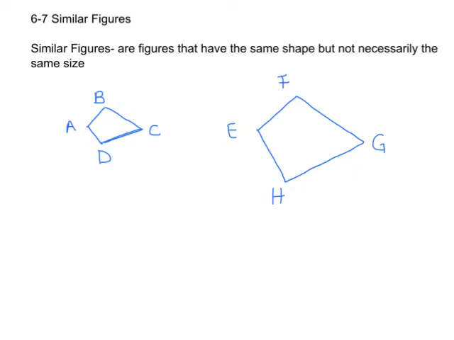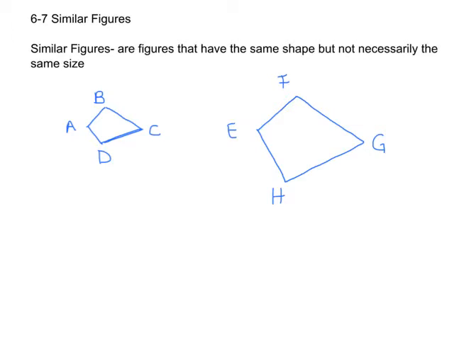For this section, we're going to start talking about similar figures. And similar figures are figures that have the same shape, but they're not necessarily the same size. So if you look at our two figures that we have drawn below, this figure is actually a lot smaller than this figure, but they have the exact same type of shape.